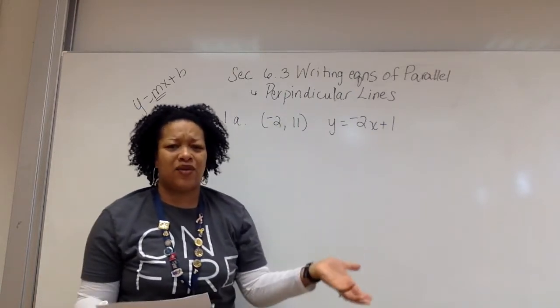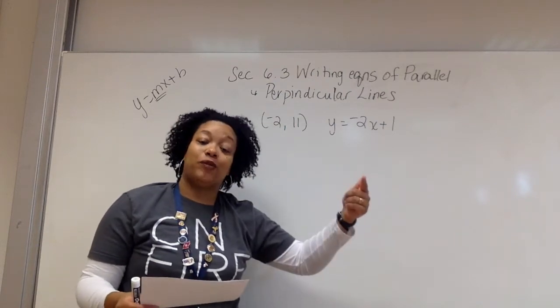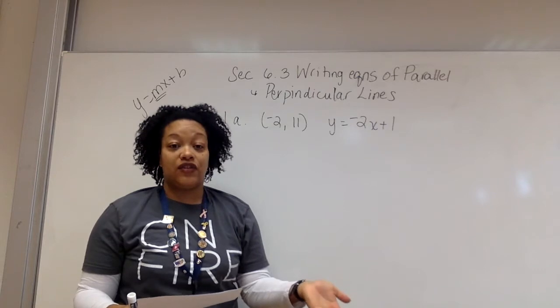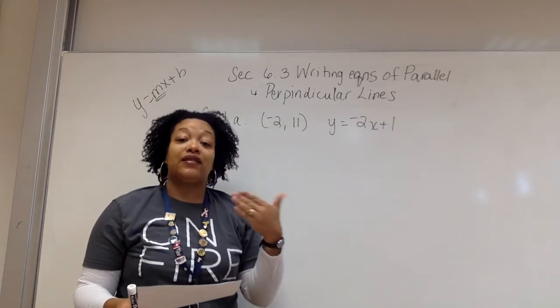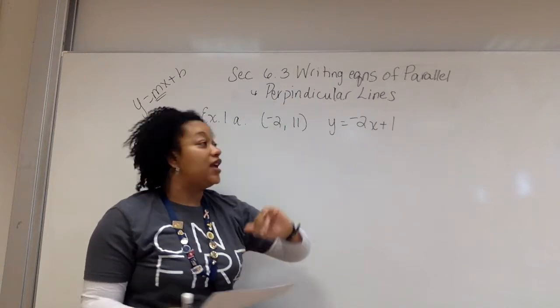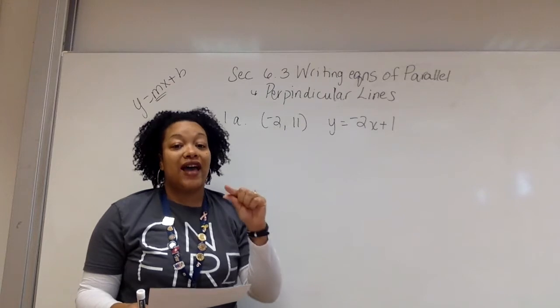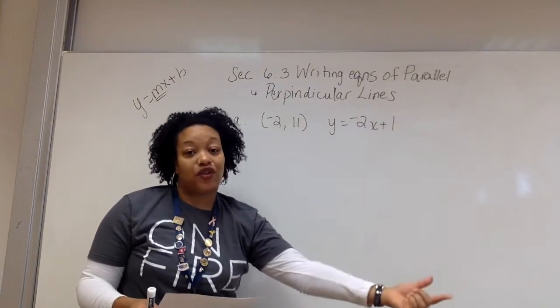Now, right now, you're like, why do I need to know the key word is parallel? Because in a few minutes, I'm going to show you how to do perpendicular, and you're going to have to pay attention to the directions to see if I want an equation of a parallel line or a perpendicular line. So the key word in this problem is parallel, because that tells you what to do with the slope.